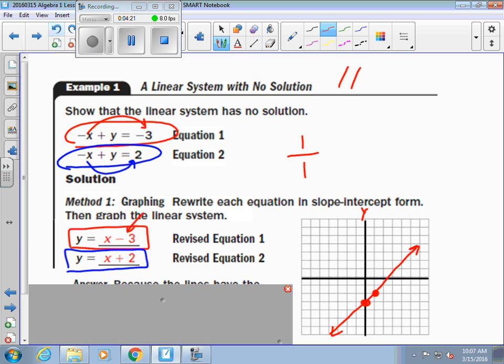The second equation begins at 2. So on your y-axis again at 1, 2 is where you begin.